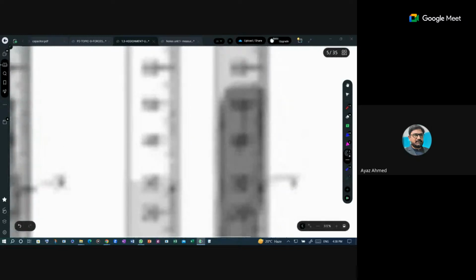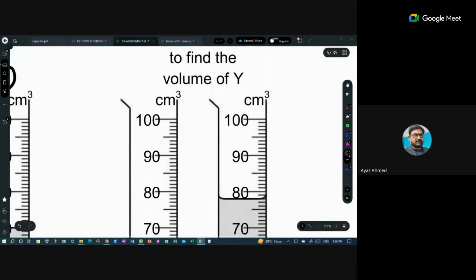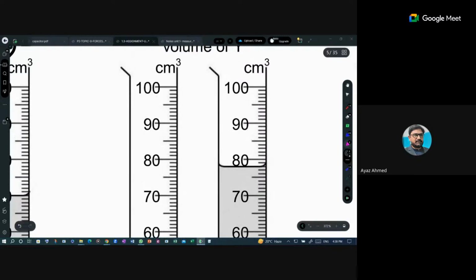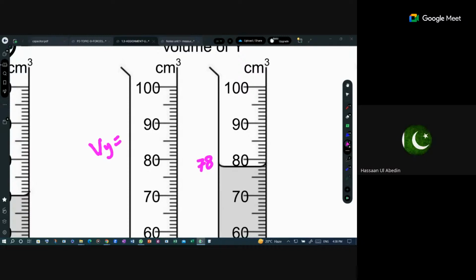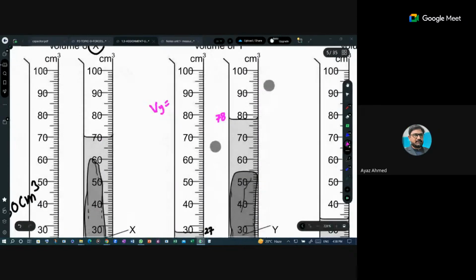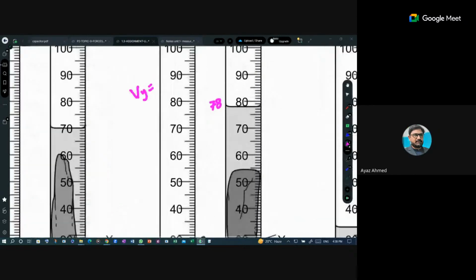And what about this new volume? It is 78. Yes. So what is the volume of rock Y? 78 minus 27. What will you answer? So 51. So rock Y is of volume 51 cubic centimeter.